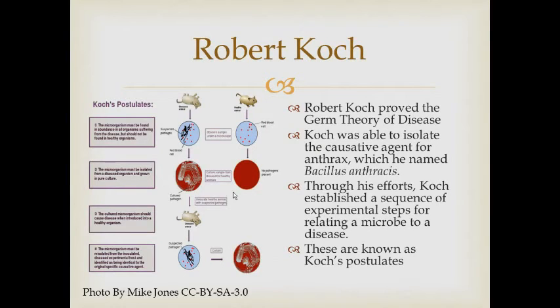He was able to do so by isolating the causative agent for anthrax, which he named Bacillus anthracis. He was able to isolate the bacterium through an established sequence of experimental steps. These steps are known as Koch's postulates and are still used today to associate various microorganisms with diseases.